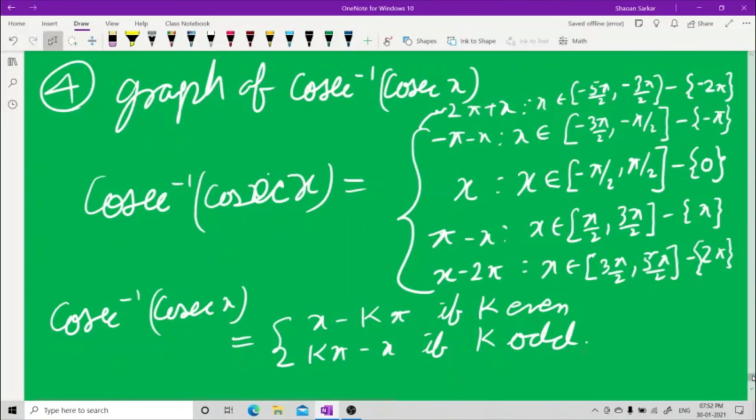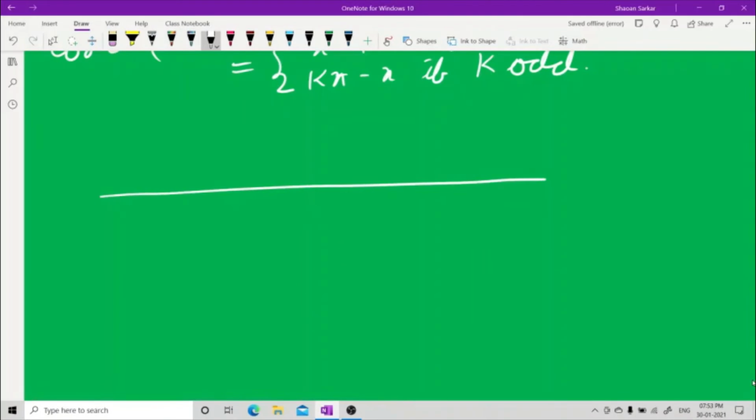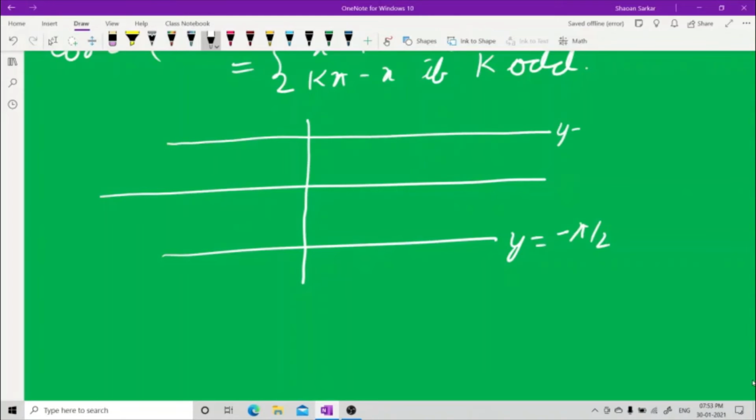see how the graph will now be. The same as that of sin inverse sin x. This is y equal to minus pi by 2. This is y equal to pi by 2. Sin x का ग्राफ ऐसे था 0, then pi by 2, then it is pi, 3 pi by 2, 2 pi, and so on and so forth, minus pi by 2, minus pi, minus 3 pi by 2, and minus pi.